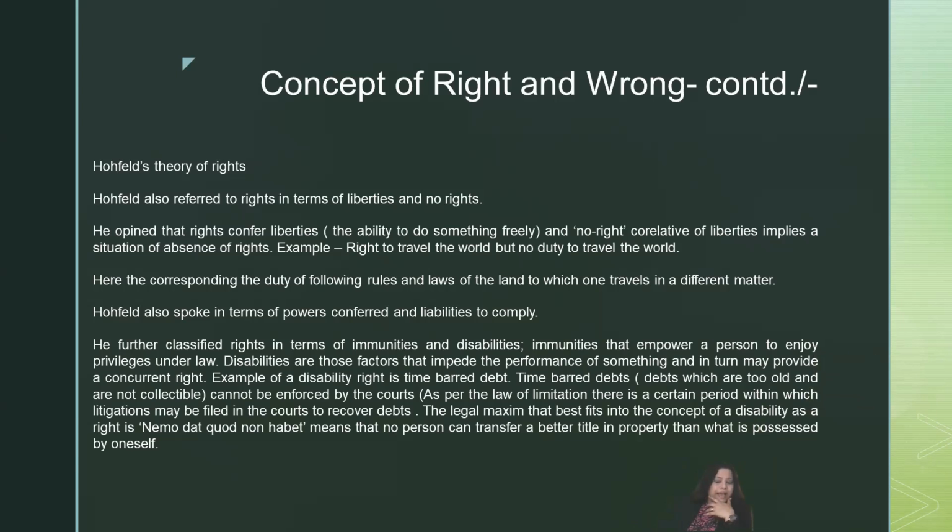Now, the legal maxim that best fits into this concept of disability is nemo dat quod non habet, which means no person can transfer a better title in property than what is possessed by oneself.